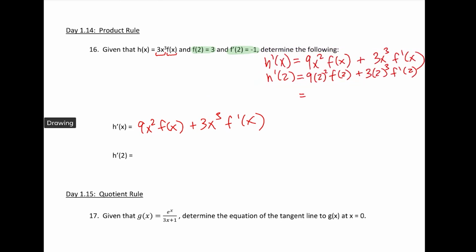So h prime of 2 is going to be 9 times 4 times f of 2, which is 3, plus 3 times 8 times f prime of 2, which is -1. So let's see here. We've got 9 times, which way should we do this? 9 times 4 is 36. 36 times 3 is going to be 108. And then we have minus 24. So 108 minus 24 is going to be 84. So h prime of 2 is 84.